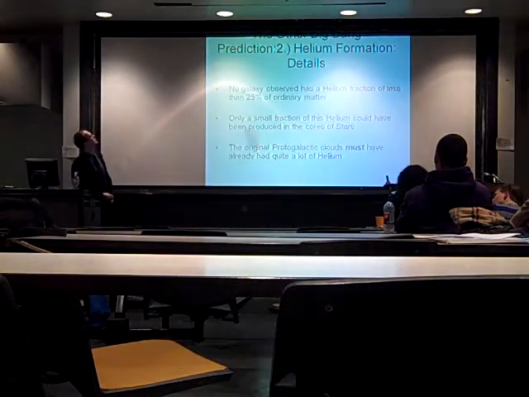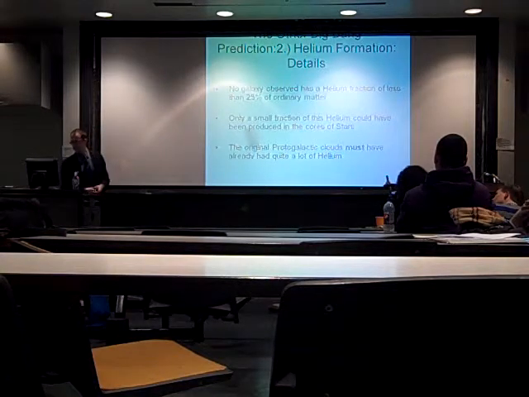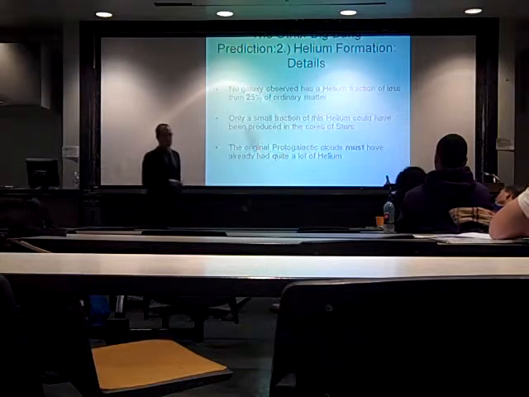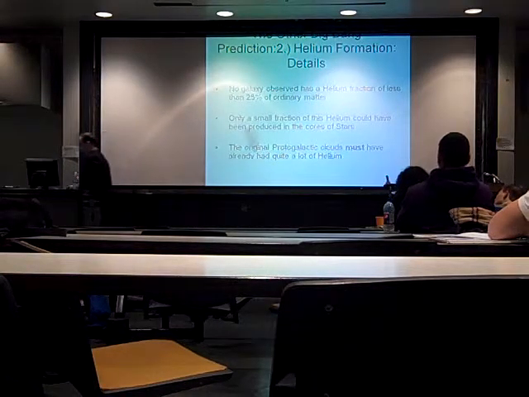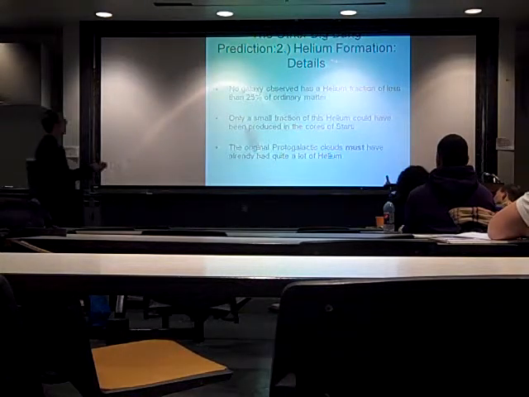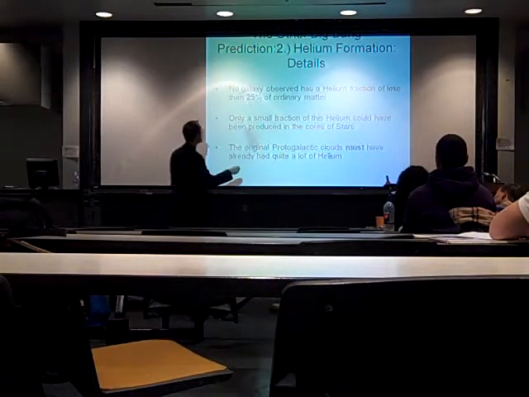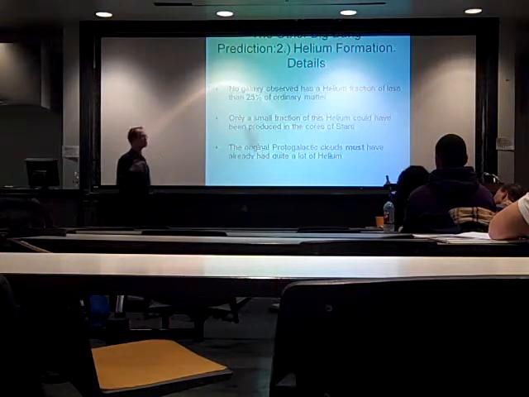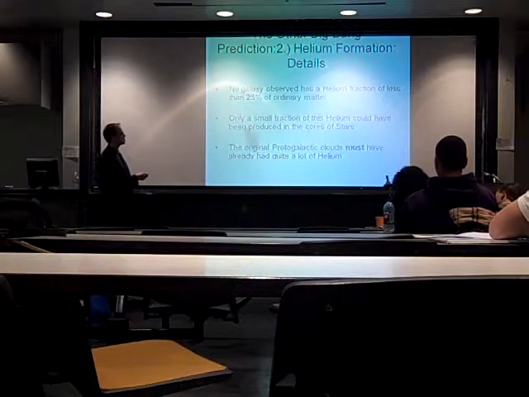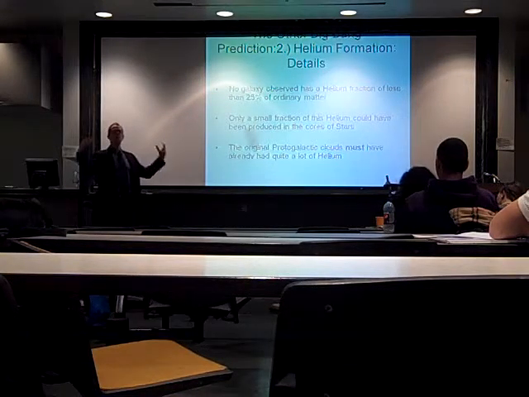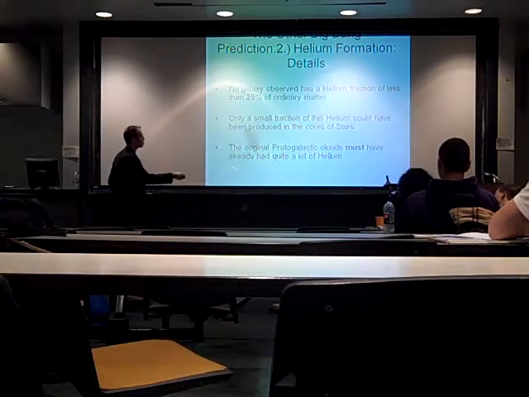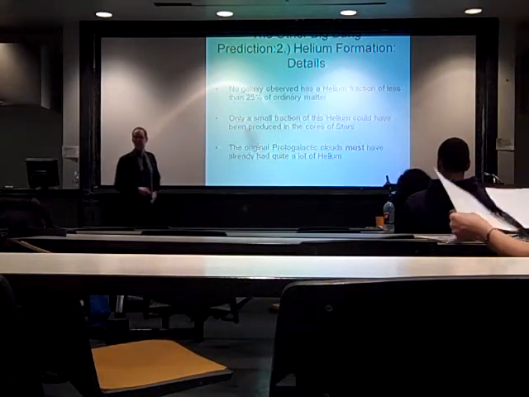Okay, prediction number 2. Why did I lose the top of this slide? I don't know. The helium formation stuff. So, as I said, we should see a certain amount of helium and these trace elements of lithium and deuterium, and we have never found a galaxy whose helium fraction is less than 25% of ordinary matter. So that's one confirmation. Because we know that only a small fraction of helium can be produced in the cores of stars compared to the full amount of helium we have in the universe. So that means the original protogalactic clouds already had quite a lot of helium in them, of course.